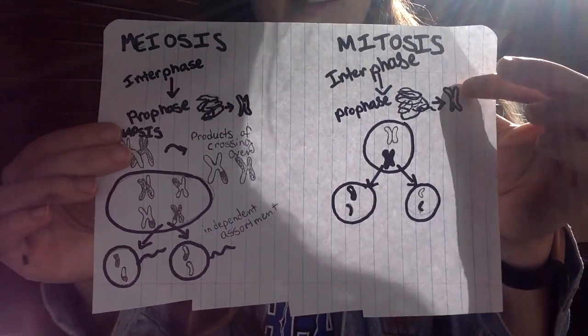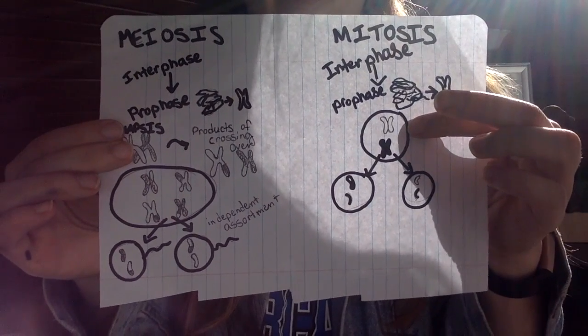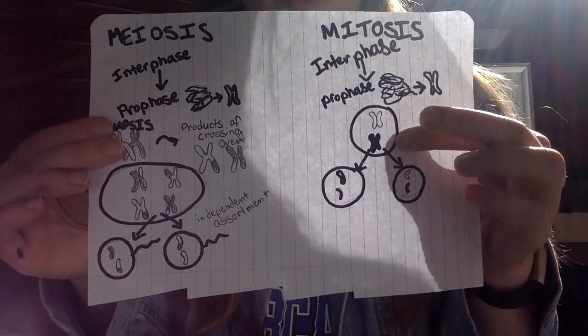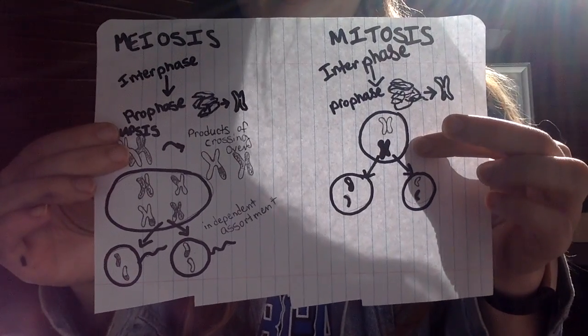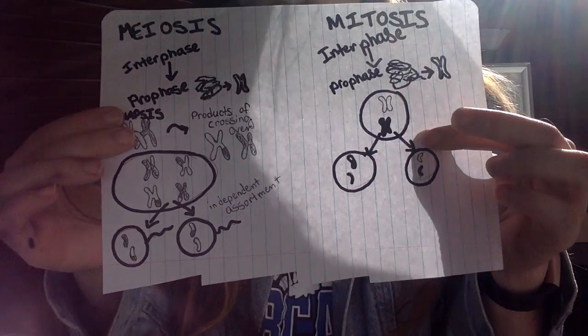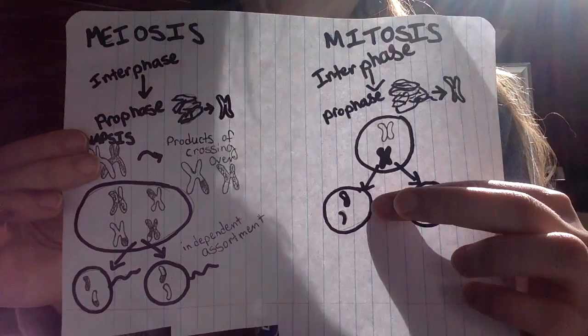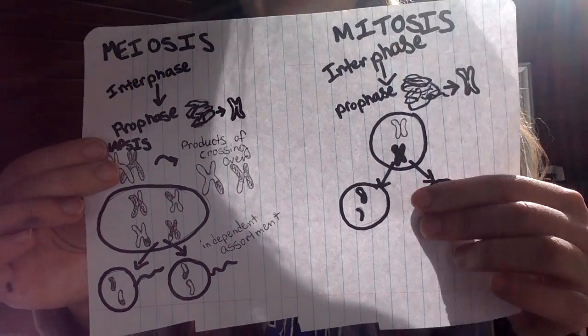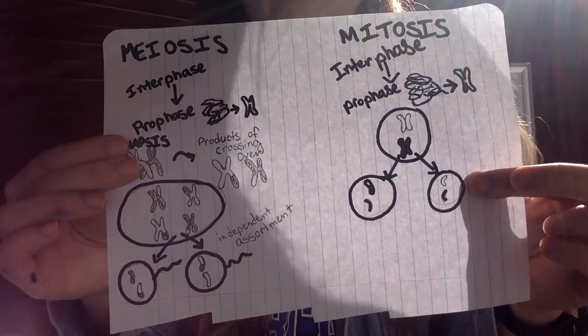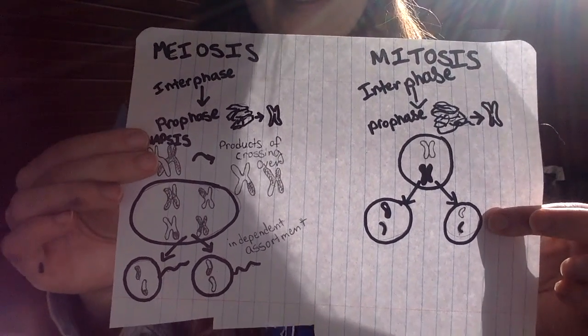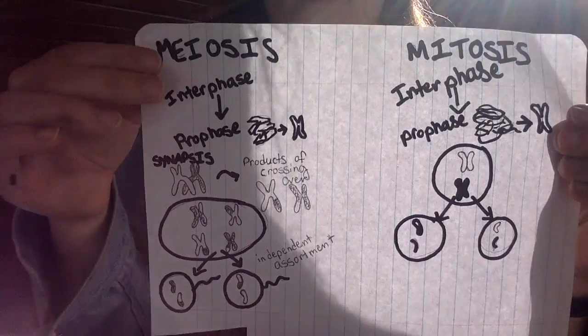In mitosis, your chromosomes line up. Here we have 2 chromosomes and 4 sister chromatids, and then they separate to create 2 identical daughter cells. I tried to make these as identical as I could. I realized this one looks like half dark, half light, but these are supposed to be 2 identical daughter cells that are made because of mitosis. Now let's check out meiosis.